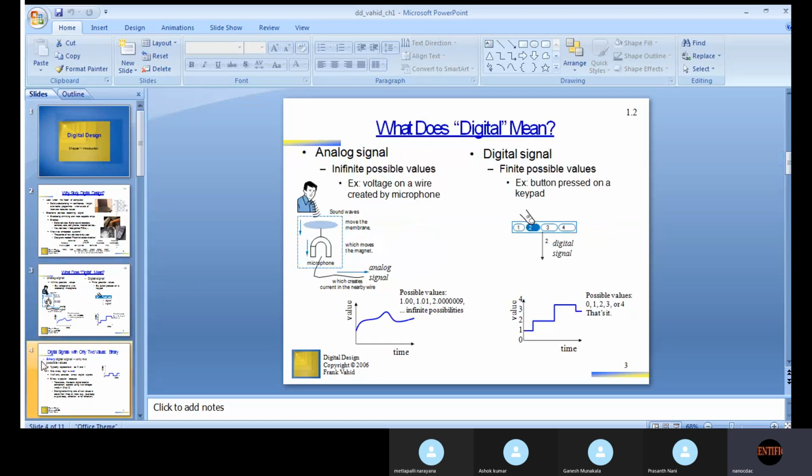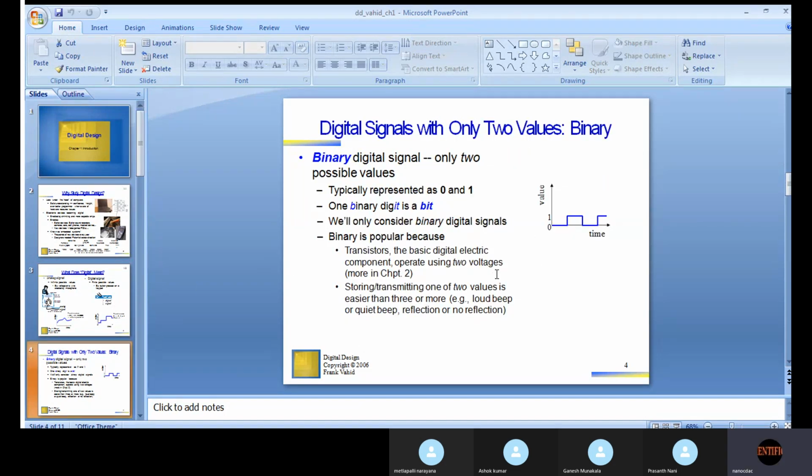Normally, digital signals have only finite values, so 1 and 0. They are represented as 0 and 1. One binary digit is nothing but a bit, 0 or 1. Why is binary popular? Because of transistors, which operate at two voltages. Even if you take PMOS or NMOS, you explain them with logic 0 and logic 1 only.